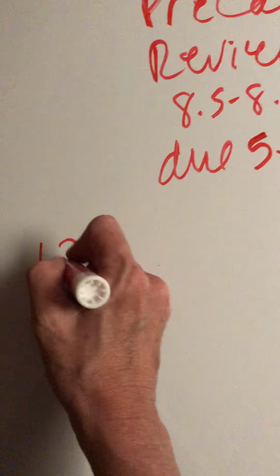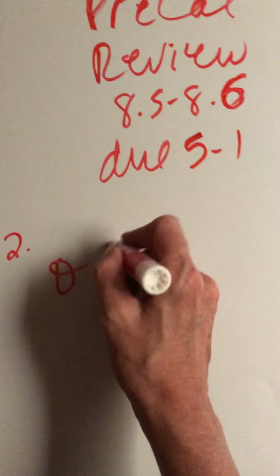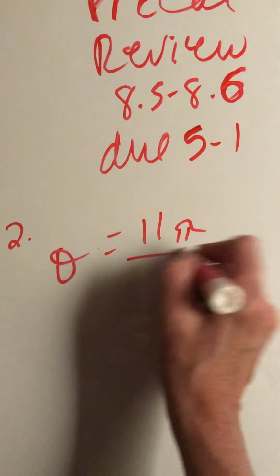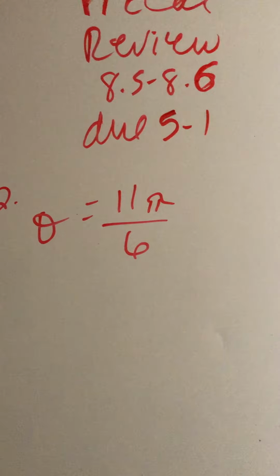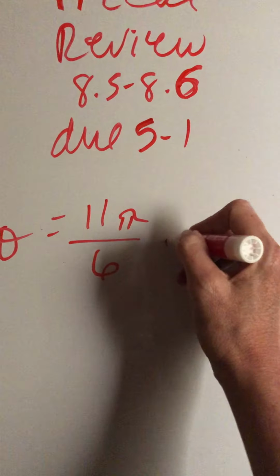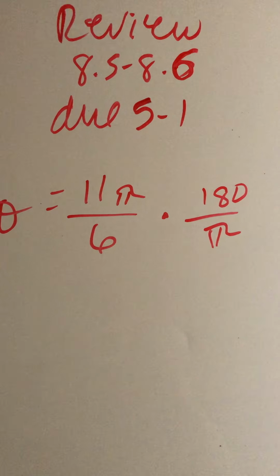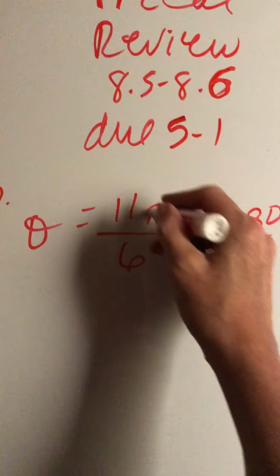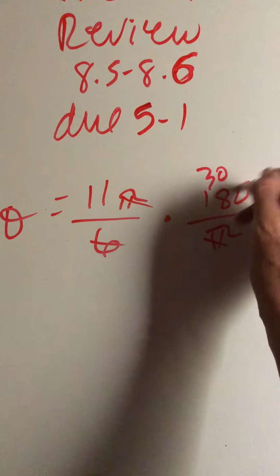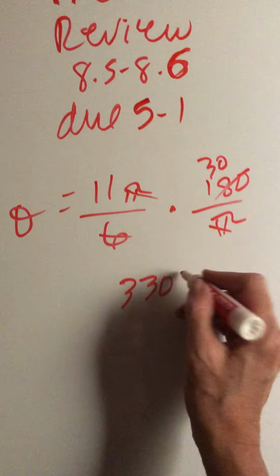Okay, so let's see on number 12. We've got theta is 11 pi over 6, so we want to graph that first. I always change them into degrees because for me it works quicker. So my pi's cancel, 6 goes into 180, leaves a 30. So this is a 330 degree angle.